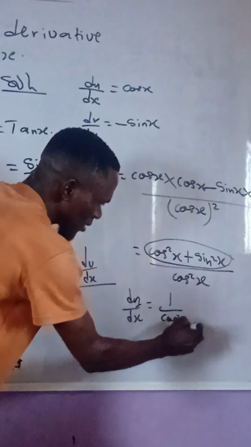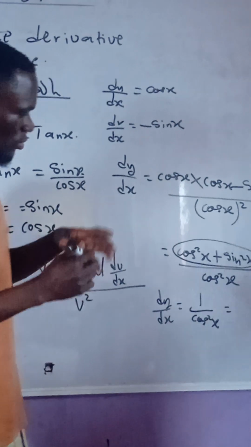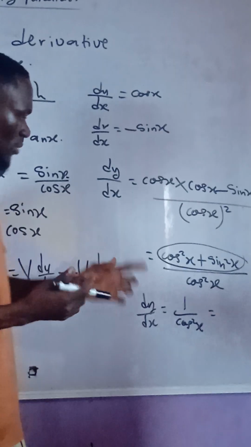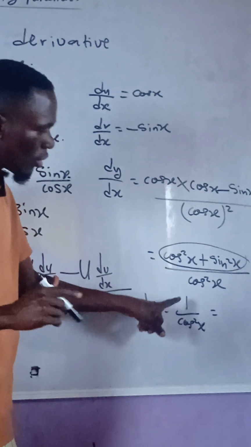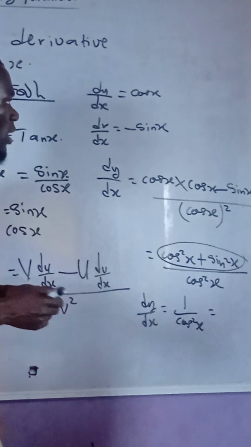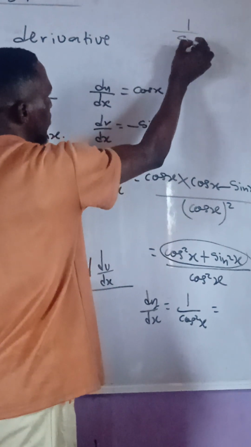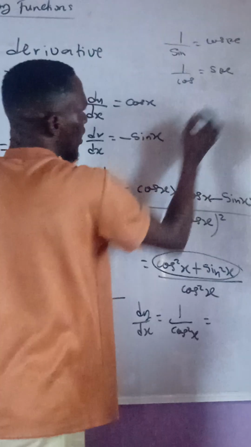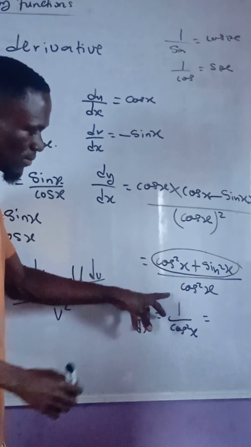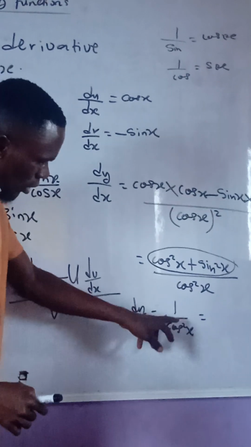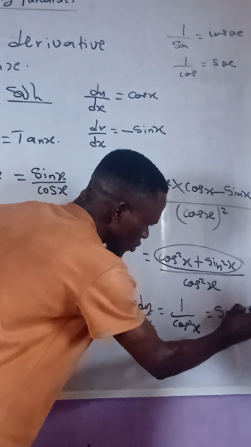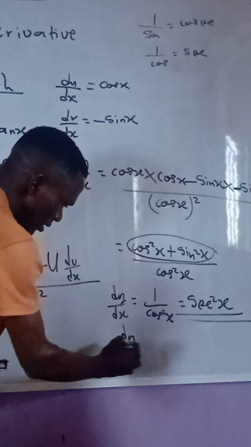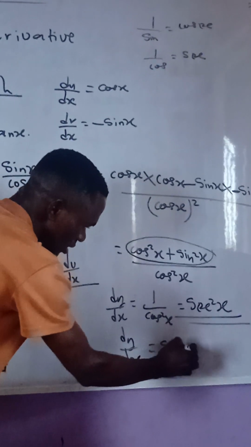Now mathematically, what I'm going to do here is apply the trigonometry identities. We applied the first one, which gave us this. There's another identity in trigonometry which says that 1 over sine gives us cosec, while 1 over cos gives us sec. Are we there now? So what I'm going to apply in this place: 1 over cos will give us sec, right? But because of the square, we're going to have sec square x. This simply means that our dy/dx gives us sec square x.